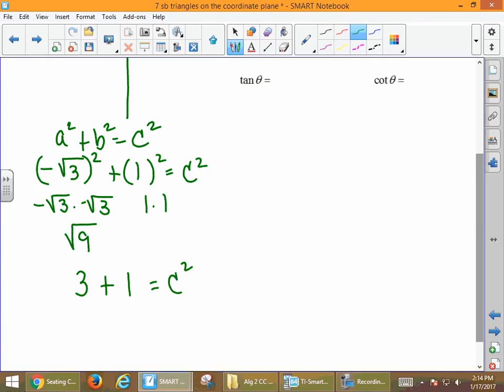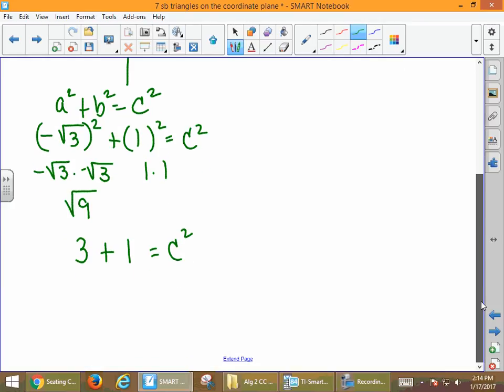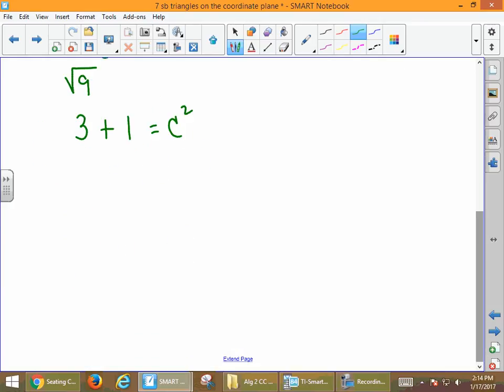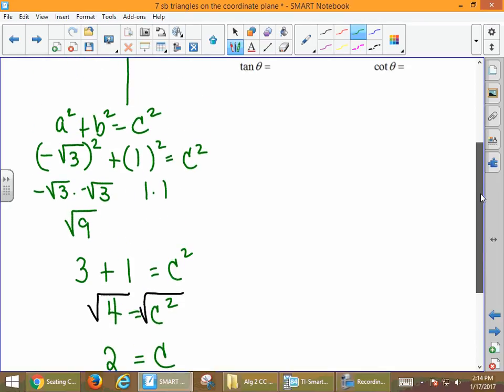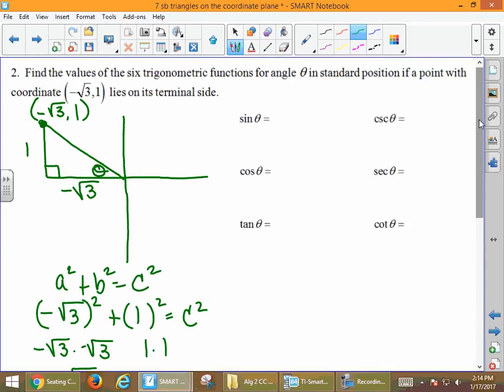So when we simplify that a little bit more, we end up with 3 plus 1, which works out pretty well for us because 3 plus 1 is 4, equals c squared. And we can take the square root of both sides, and we end up with c equals 2. That's going to be the length of our hypotenuse. So we can fill that back in.